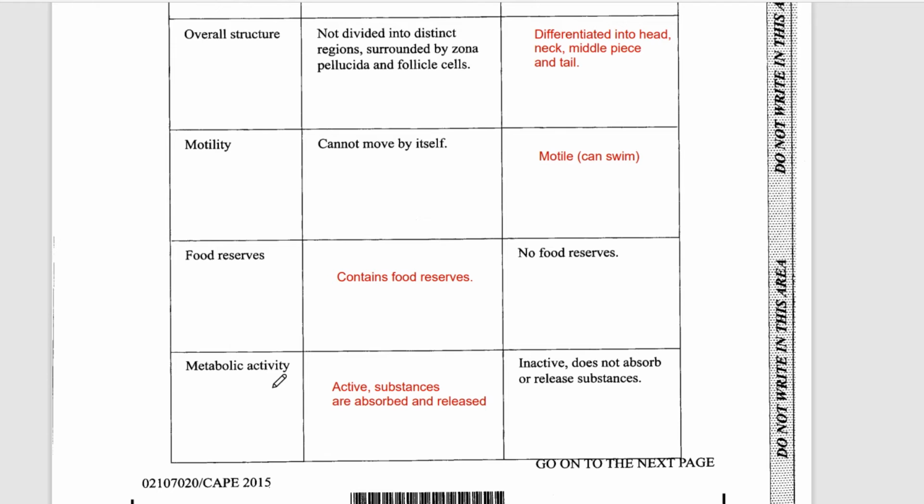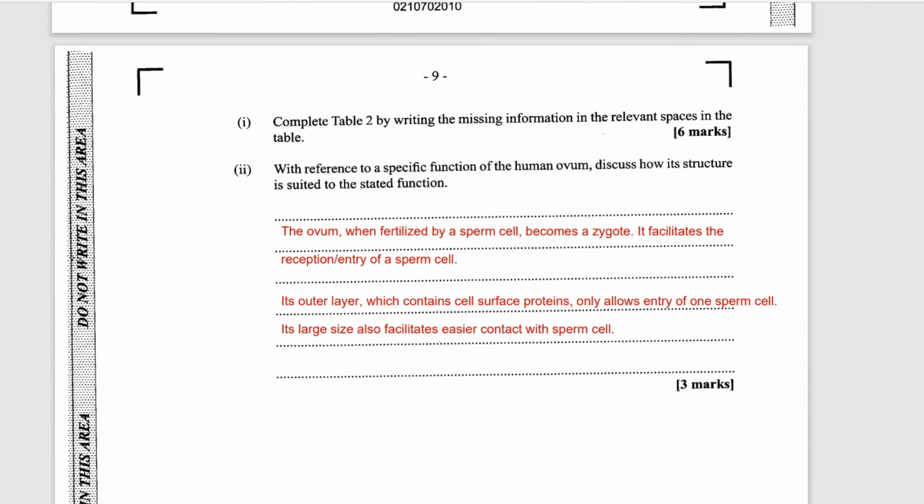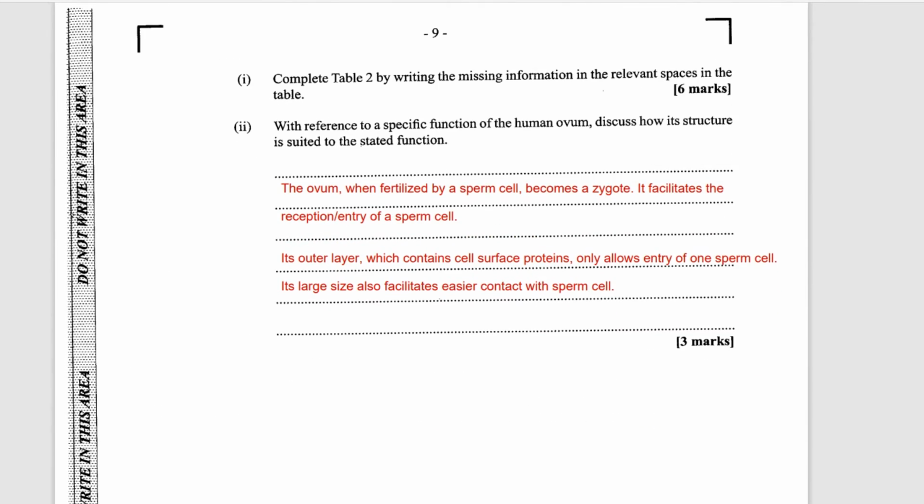Metabolic activity. Well, the sperm cell is really inactive in that it does not absorb or release any substances. Whereas the egg or the ovum, it does, as substances are absorbed and released. I say this mainly because it has food reserves, and then it releases certain chemicals that cause capacitation in the sperm cell, so it could locate the egg cell and so on. Right, so that was 6 marks, and it's basically 1 mark per thing there.